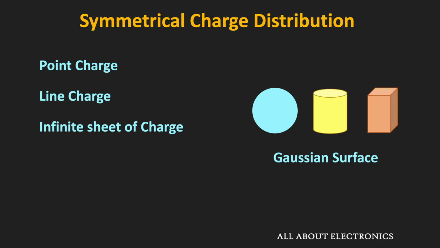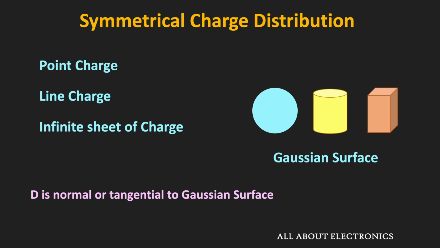Our observation point, where we need to find this electric field intensity, should lie on this Gaussian surface. Moreover, this Gaussian surface should be selected in such a way that this electric flux density is either normal or tangential to that surface. If this D is normal to the surface, then this D dot dS, or the dot product of D and dS, will become the normal multiplication. And if this D field is tangential to the chosen closed surface, then this D dot dS will become 0.